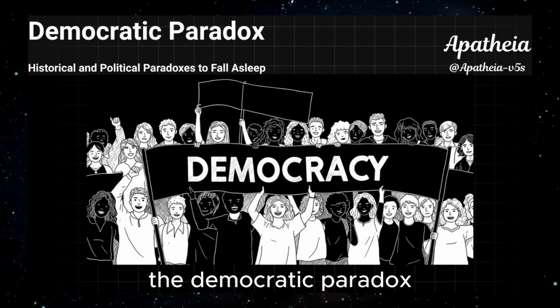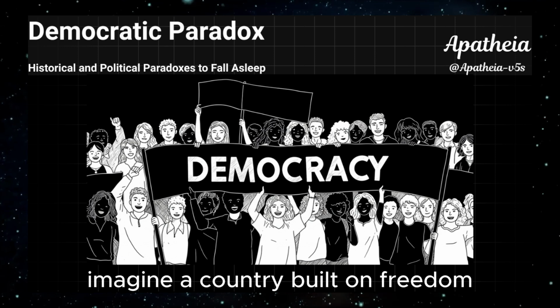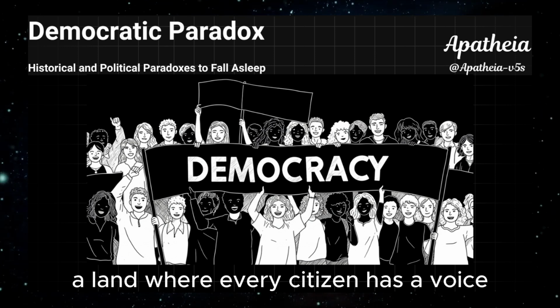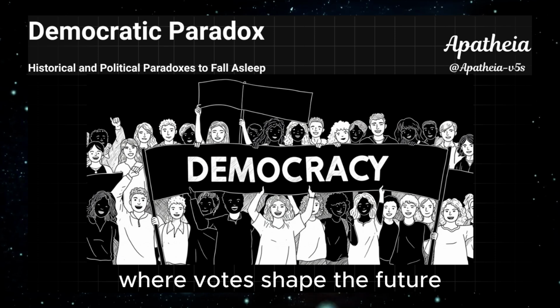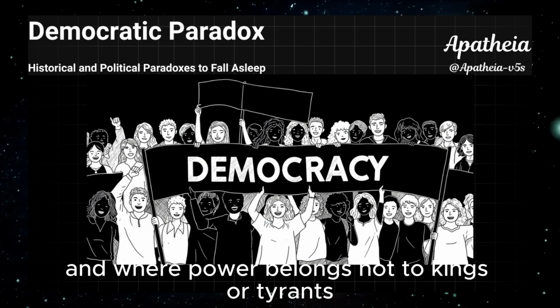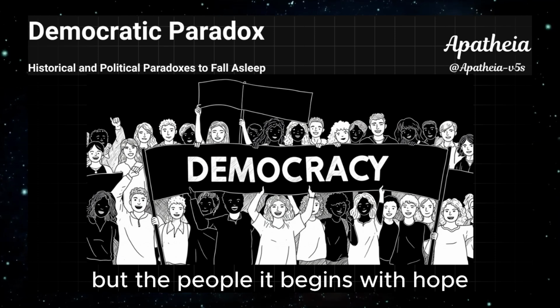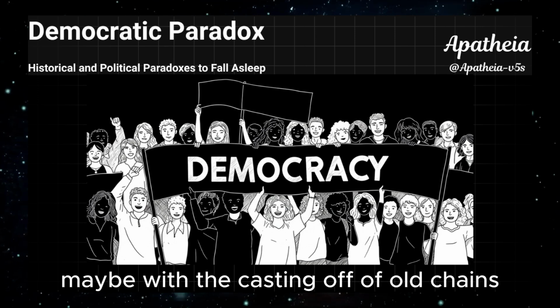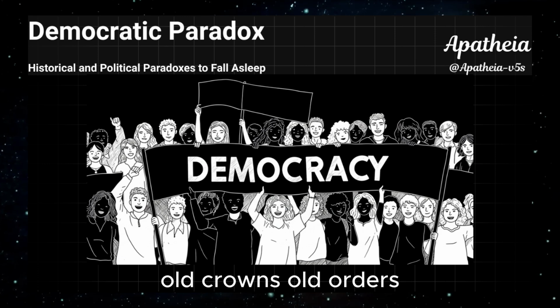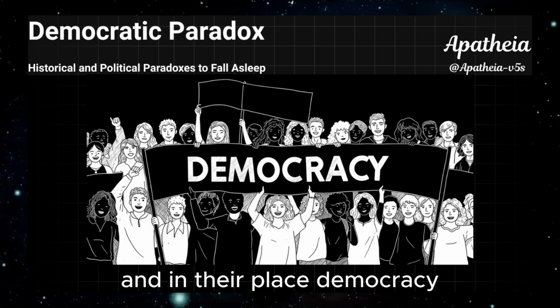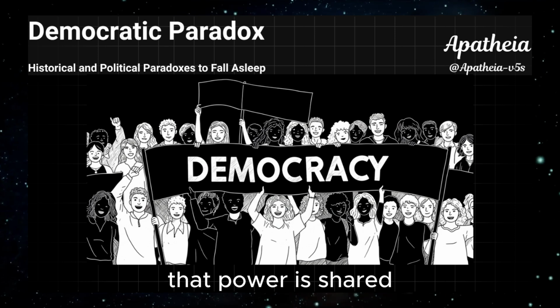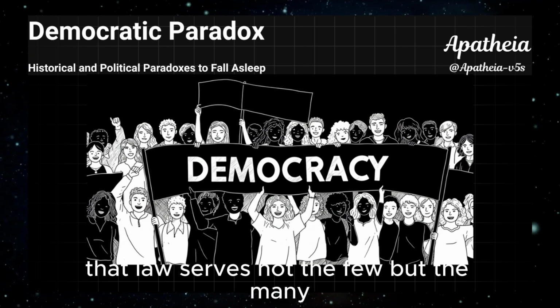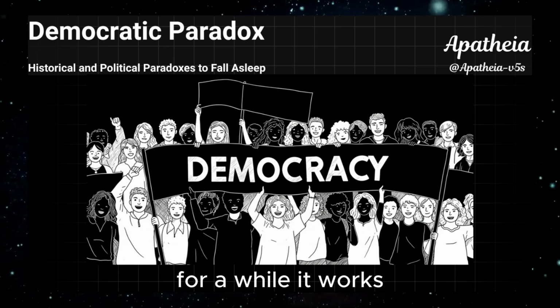The Democratic Paradox. Imagine a country built on freedom, a land where every citizen has a voice, where votes shape the future, and where power belongs not to kings or tyrants, but to the people. It begins with hope. With revolution, maybe, with the casting off of old chains, old crowns, old orders, and in their place, democracy. The promise that all are equal, that power is shared, that law serves not the few but the many. For a while it works.